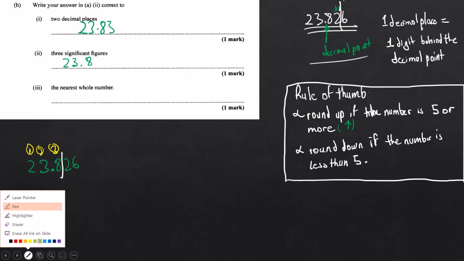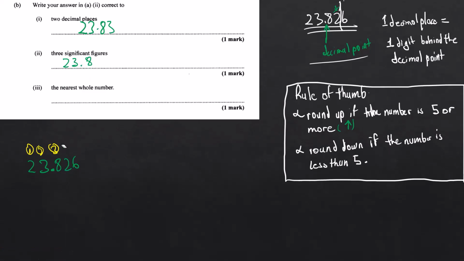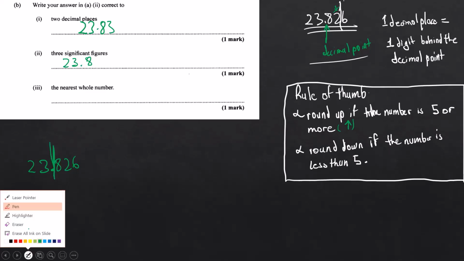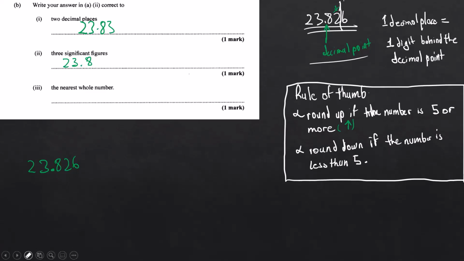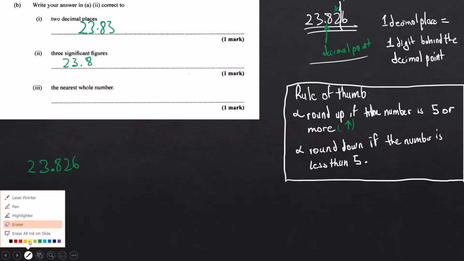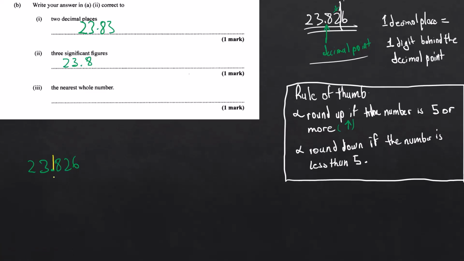And to the nearest whole number. Now we should all know what a whole number is. Whole numbers are whole numbers, right? So now they want you to stop at the decimal point. If it has digits after the decimal point, then it's a decimal, not a whole number, right? So they want you to stop here.